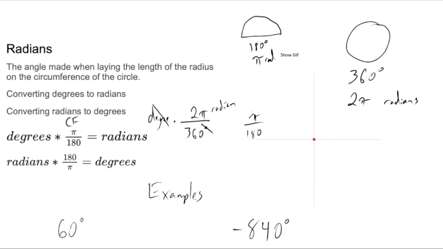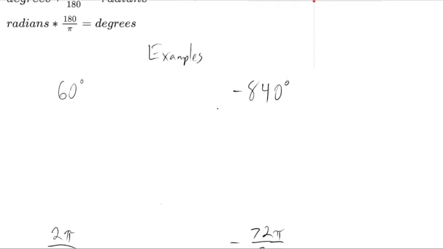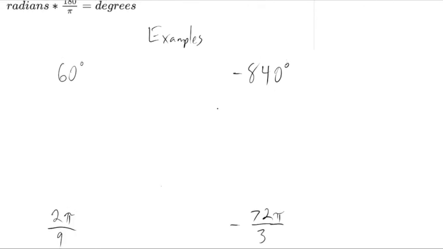So in our first examples, we are going to practice converting between degrees and radians. And in the next part, we're going to be drawing angles. So let's look at some examples.